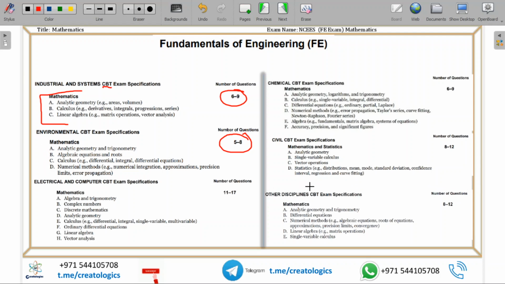Similarly, if you are preparing for other disciplines, in that case you can expect 8 to 12 questions from your mathematics portion, where the syllabus is analytic geometry, trigonometry, differential equations, numerical methods, linear algebra, and single variable calculus like limits, continuity, differentiability, integrals and all. Okay. So the first thing is, you should always check the syllabus. For which exam you are preparing, check the syllabus for that. Okay. Now let us solve a few questions based on all disciplines.